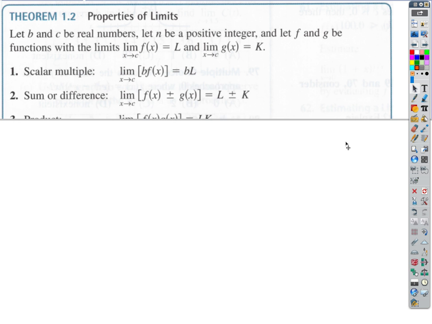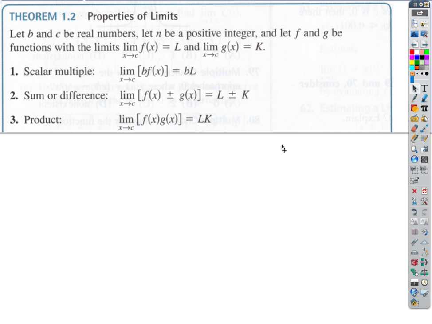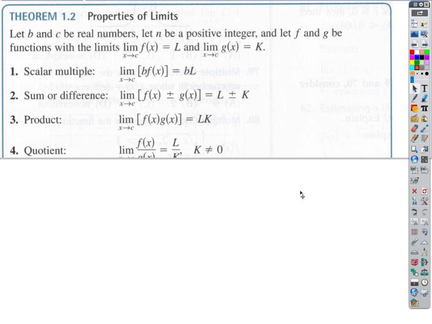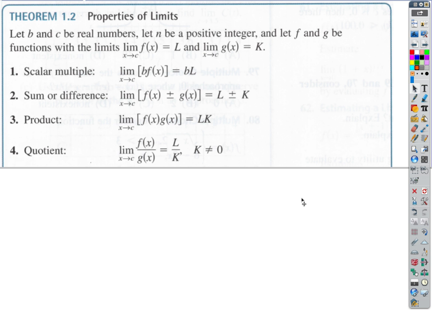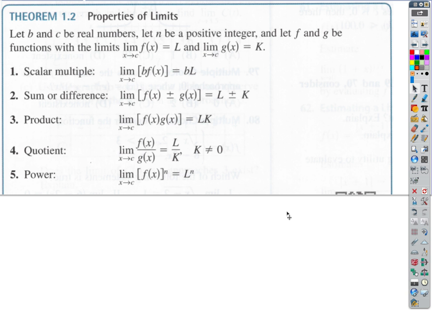Okay, how about this one? The limit of a sum. The way you'd say this in math is the limit of a sum or a difference is equal to the sum or difference of the limits. I'm not even going to pause and do an example. What about products? The limit of a product is equal to the product of the limits. I can take them one at a time. Same with a quotient. As long as the bottom's not equal to 0, the limit of a quotient is equal to the quotient of the limits. Power, same thing. The limit of a power is equal to the power of the limit.